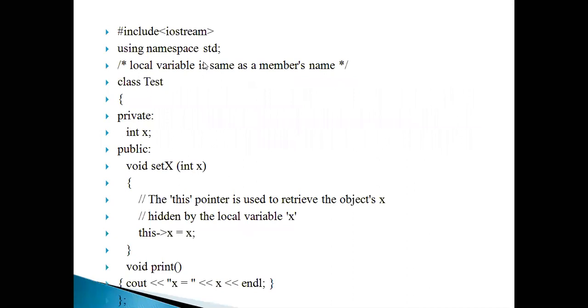Now we'll look at how to work with the this pointer. Here we define a class using the class keyword, and the name of the class is Test. This is the beginning of the class. In the private mode, I am specifying a data member x, and in the public section, I define a function named setx. Here I am using the this pointer: this->x = x. The x = x statement can also be written as this->x = x.